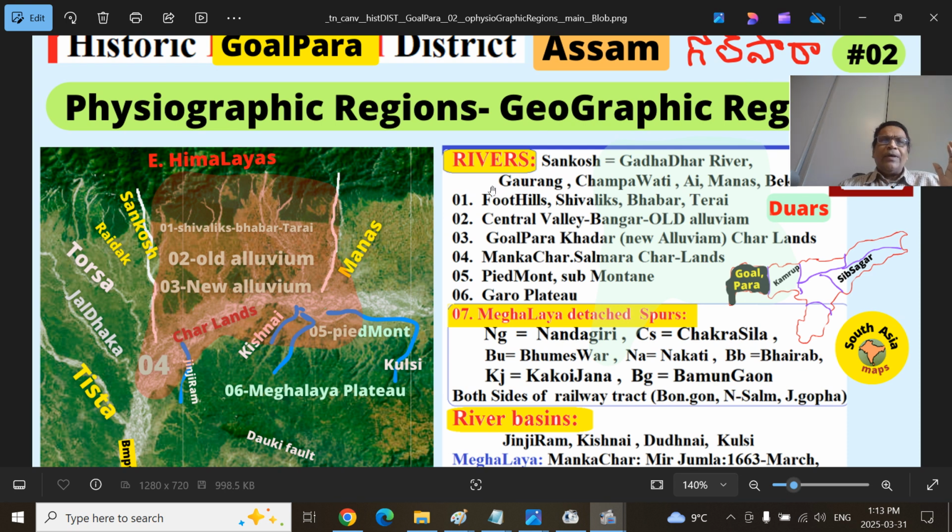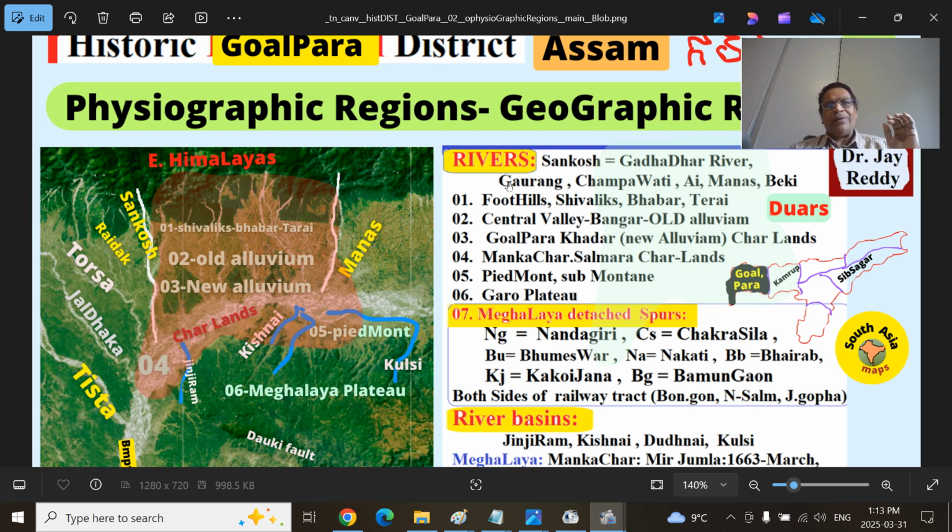The rivers in this region are Sankosh River, Gangadhar River, also Gaurang River and Champavati River. I have not put Saralabanga River here. Then the Manas River and Beki River. The historic GoalPara district is bounded on the west side by the Sankosh River, and on the east side by the Manas River, Mara Manas River, Beki River. I have put 1, 2, 3, 4, 7 here. We will expand the 7 Meghalaya detached spurs in the next screenshot, in more detail.